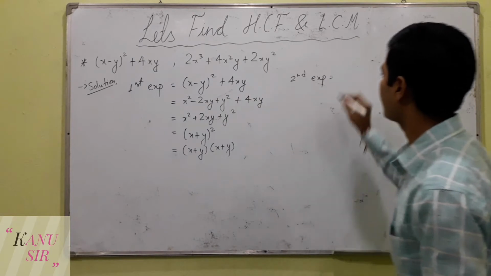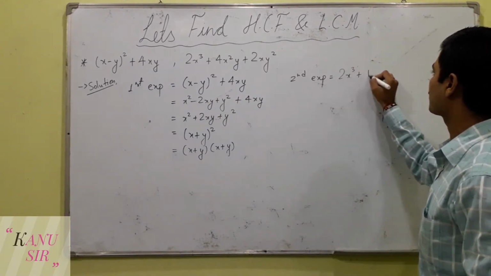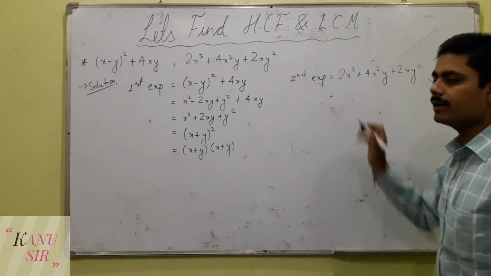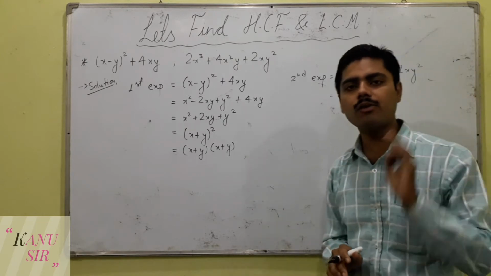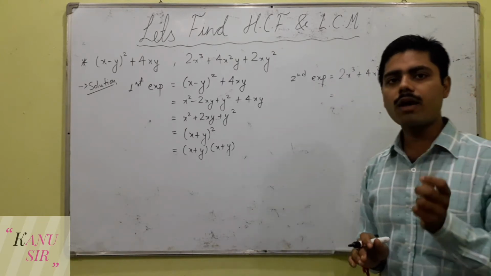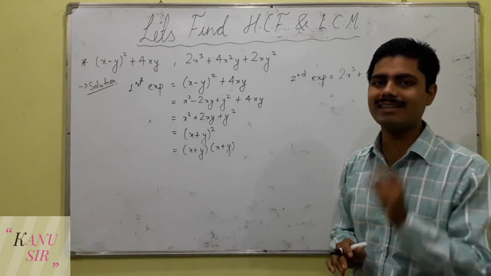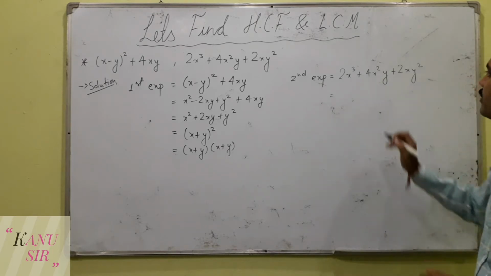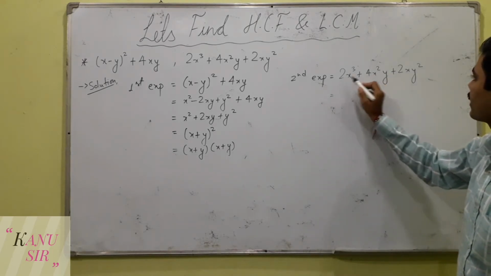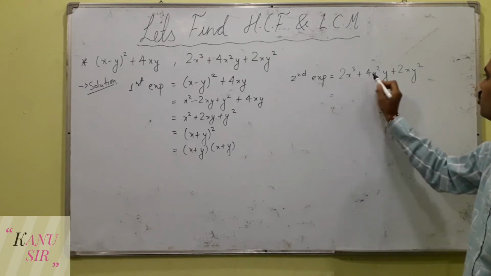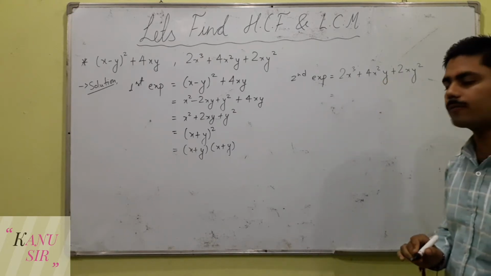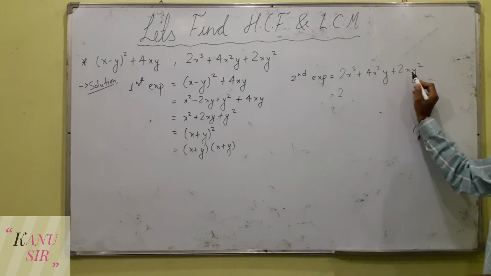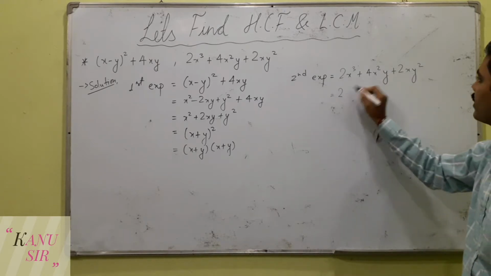In the second expression you can write the question first, that is 2x cube plus 4x square y plus 2x y square. In a previous video I explained that while doing the factorization of expressions, try your best to do the first step of factorization, that is to find a common number if possible, or a common variable if possible. The common number is 2, because 2, 4 and 2 are all multiples of 2, so you can take 2 common out of the expression. And x cube, x square and x also have a common variable.